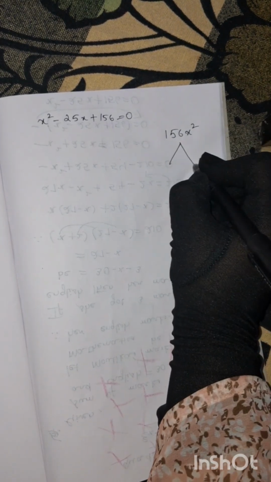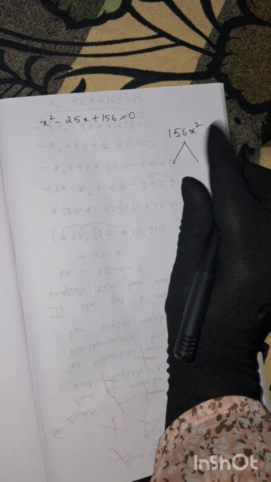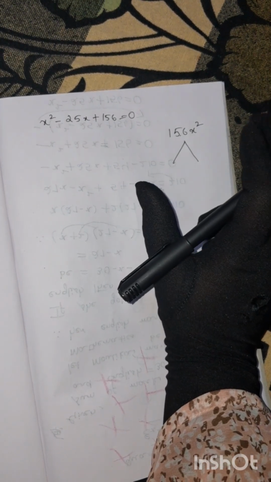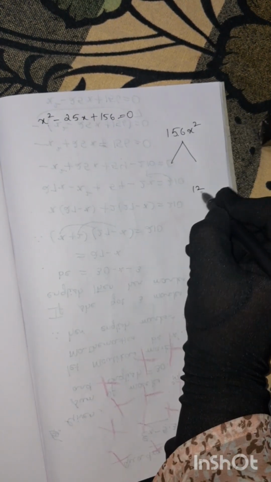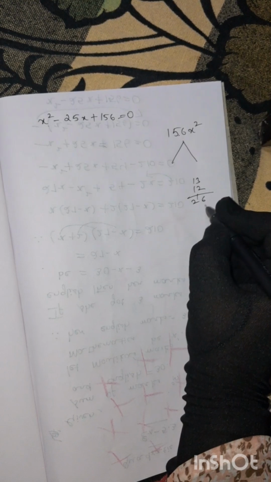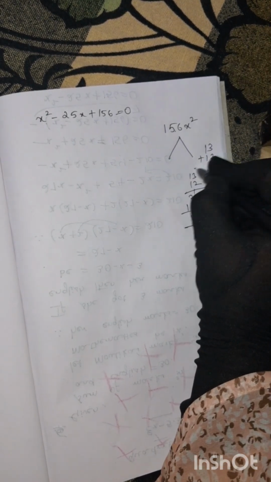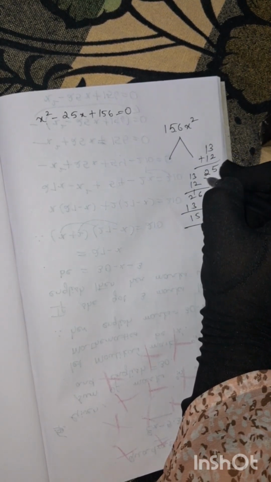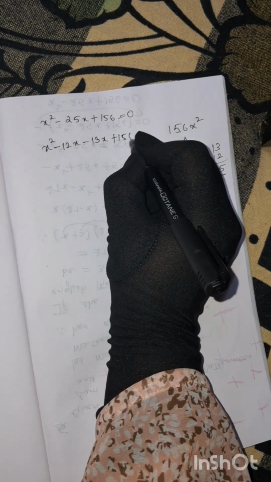Now for 156 and x square, if we add or subtract we should get minus 25x, and if we multiply we should get 156. So for 156, 13 twelves are 156, and 13 plus 12, how much? 25, right? So x square minus 12x minus 13x plus 156 is equal to 0.